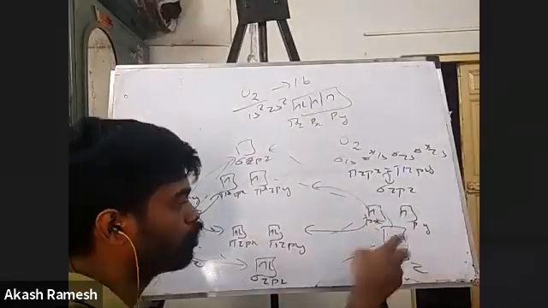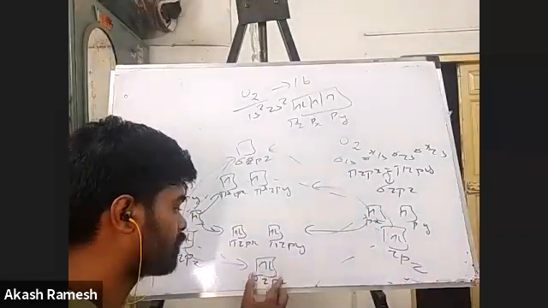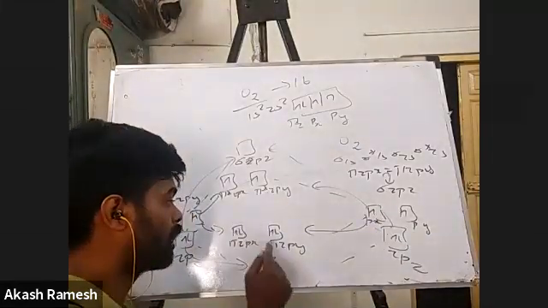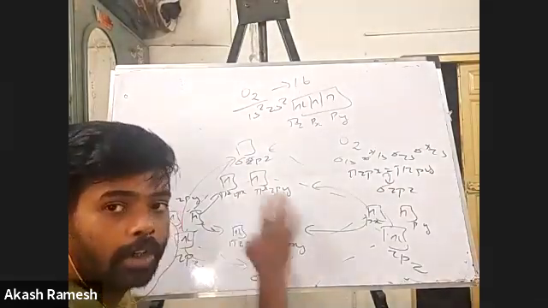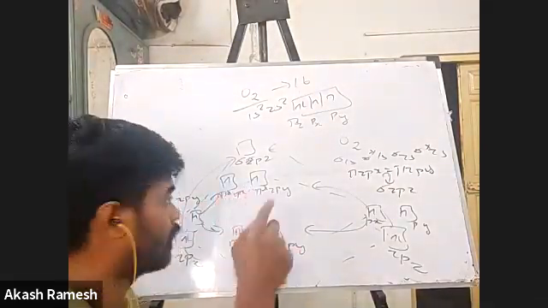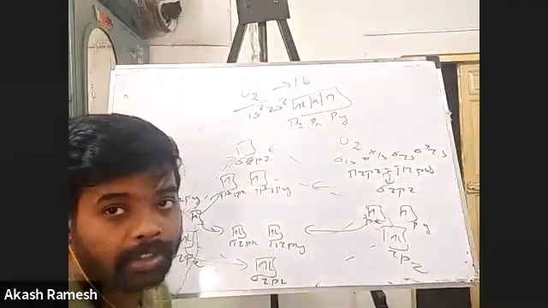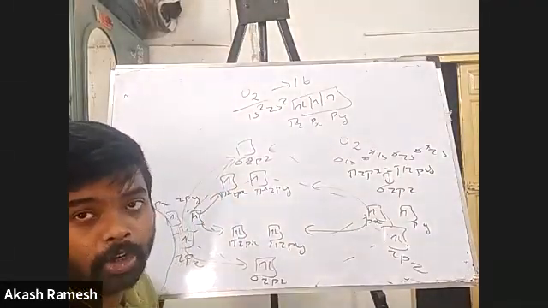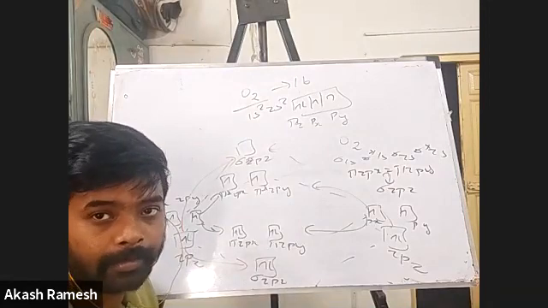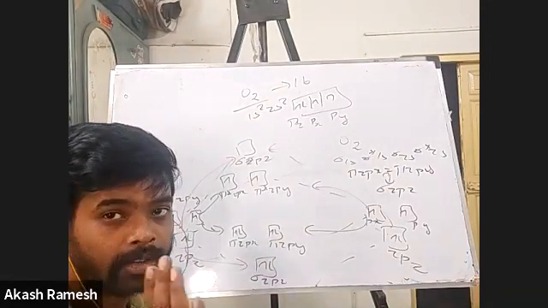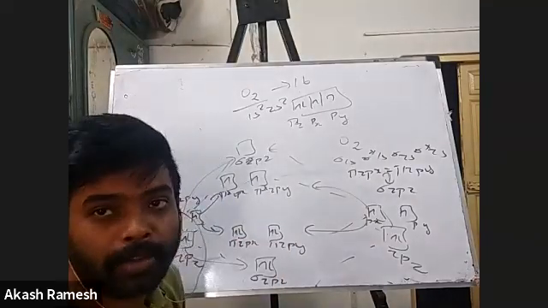1, 2, 3, 4. 1, 2, 3, 4. Totally 8. So first I'll put the 2 electrons here. Then 1 electron, 1 electron, 1 electron, 1 electron. Totally 6. So 2 more electrons left out, and that will go to 1 orbital of each of pi star 2px, pi star 2py. Understood? Any doubts? No, sir. Okay. Cool. Right. So this is how the orbital diagram has to be filled.